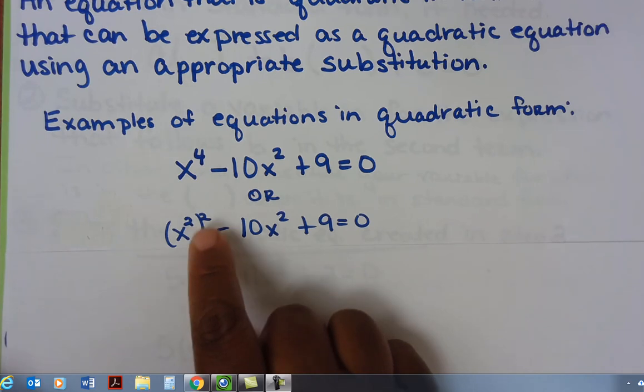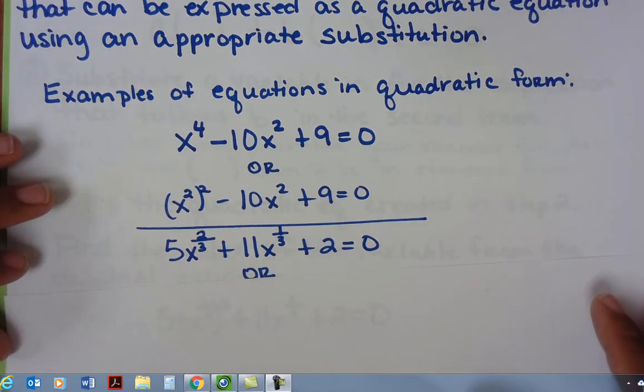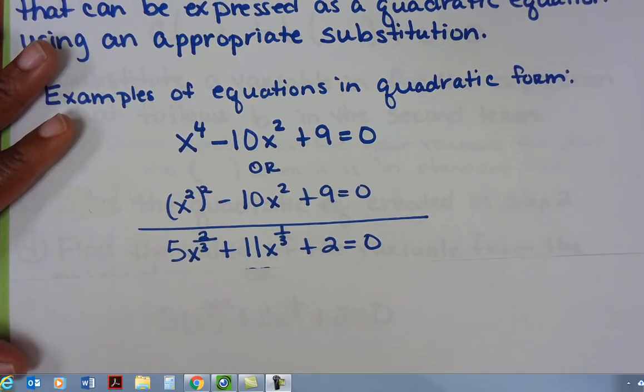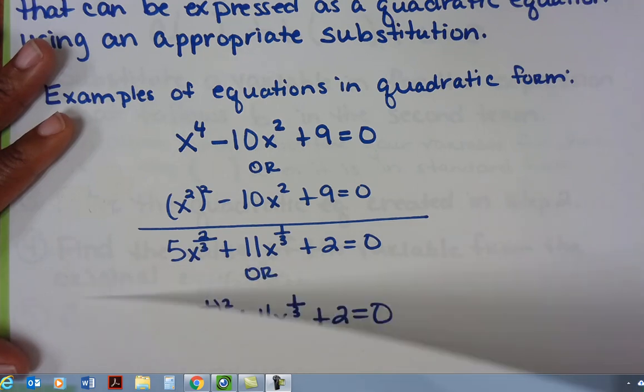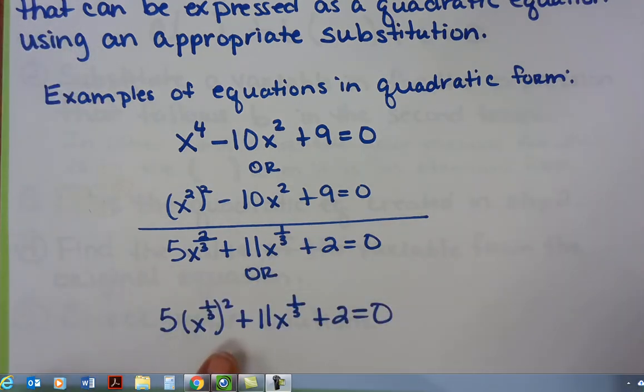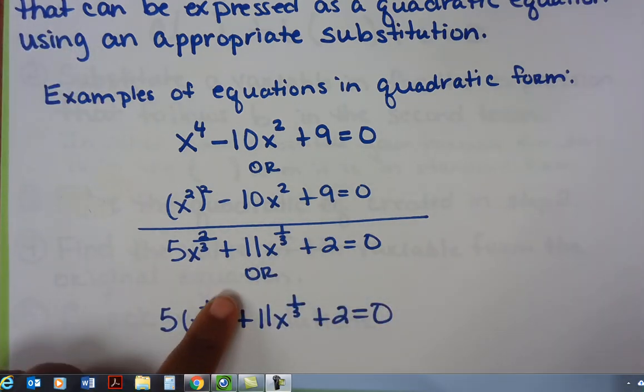Another example of an equation in quadratic form: we have 5x to the 2/3 plus 11x to the 1/3 plus 2 equals 0. And we're going to rewrite that equation where the highest power is going to be 2.